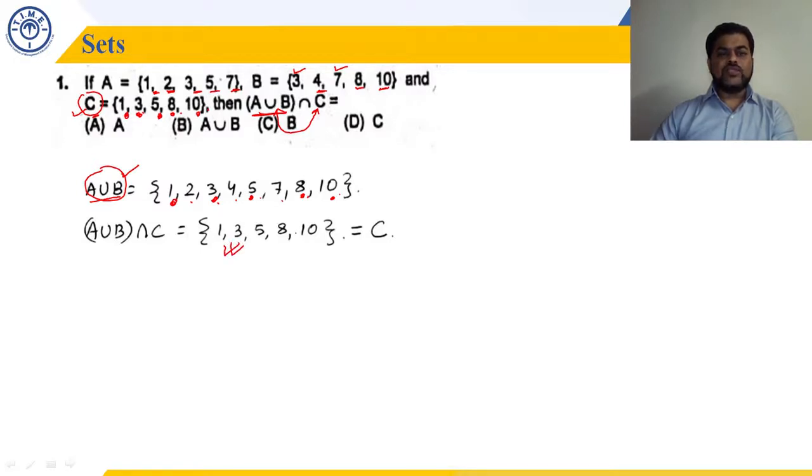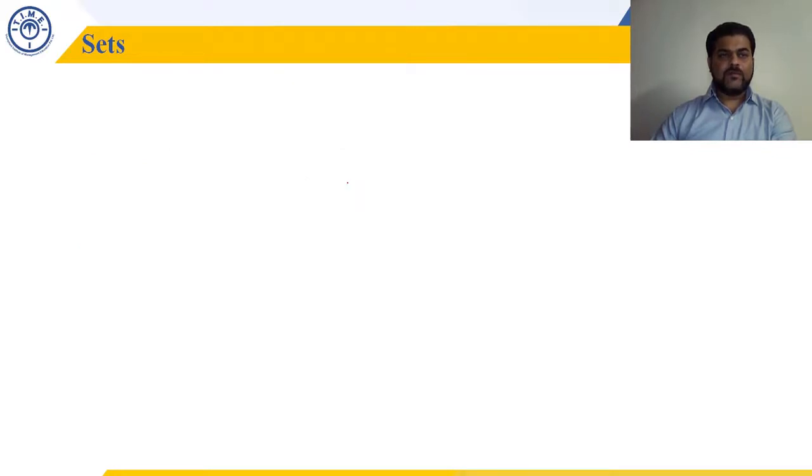And if you notice, these 5 elements, the set containing these 5 elements is nothing but set C itself, right? Set C was actually 1, 3, 5, 8, 10. And what we have got as A union B intersection C is again set C itself. So my required answer out of the given option is set C itself, which is option number D. Correct answer is option D. Okay, let's move ahead.